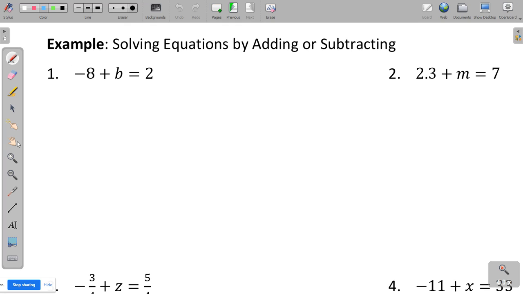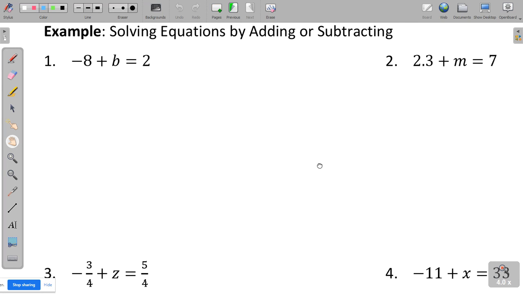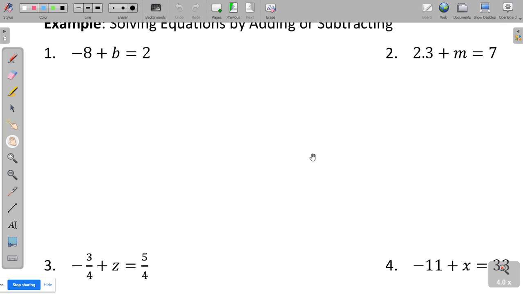Now there are 4 problems here. I want you to pause the video, do these 4 problems, and then come back and check your work. Okay, let's check our work.